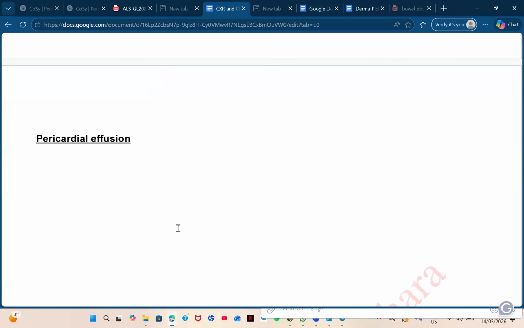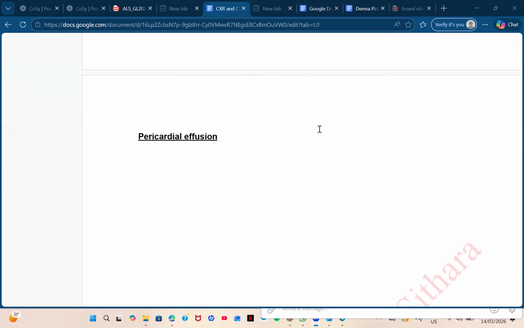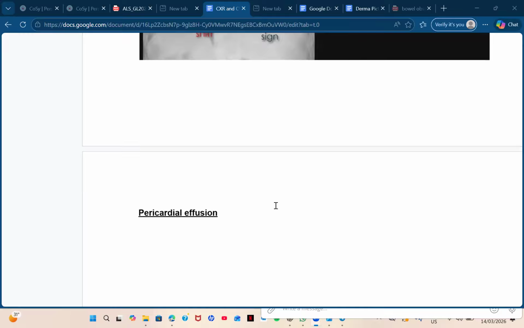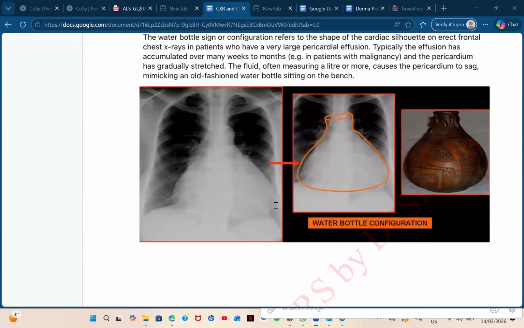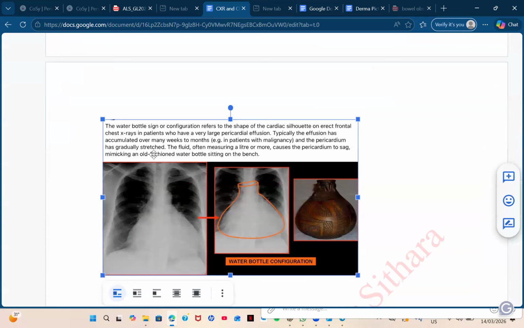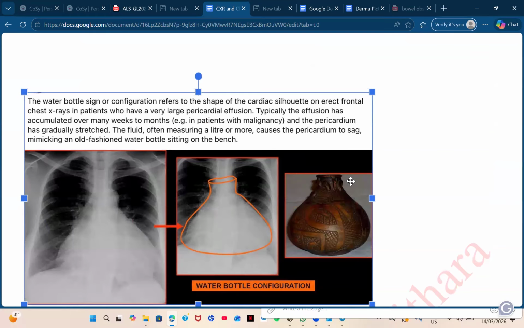Okay, now tell me how pericardial effusion presents, doctors. Good. Yes, water bottle sign, right? Very good, doctors. I have explained these things in our cardiac tamponade and pericardial effusion topic, while we were discussing the cardiovascular system. This is the typical presentation of pericardial effusion. Please remember this bottle, okay? This type of bottle.